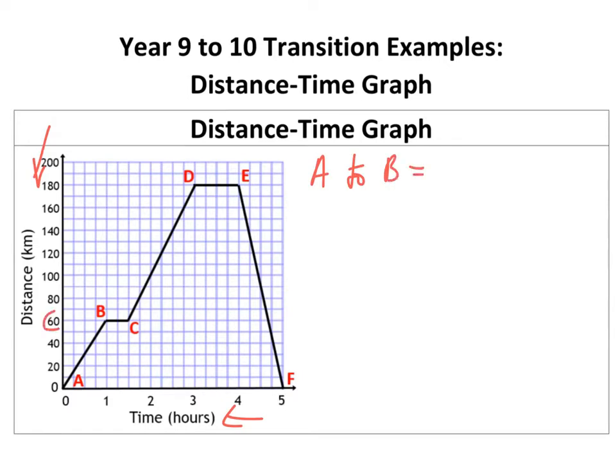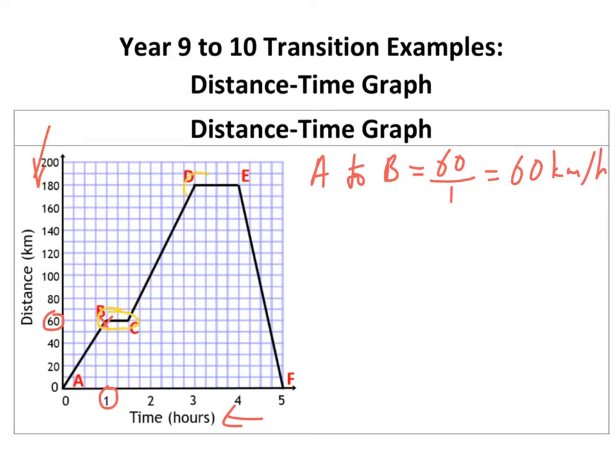Now we've gone 60 kilometres in 1 hour. 60 kilometres in 1 hour, which is 60 kilometres per hour, isn't it? Okay, now the next bit, where is it? I'm going to do it in yellow.